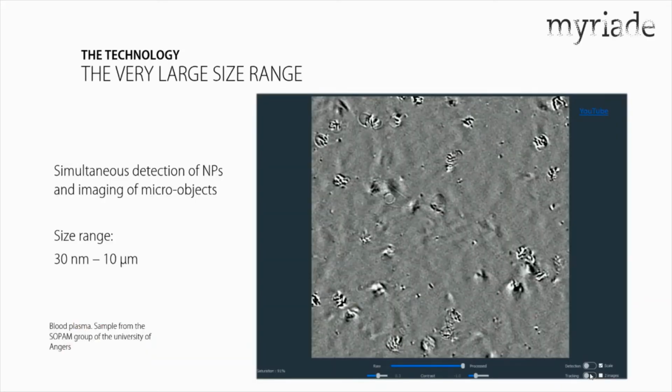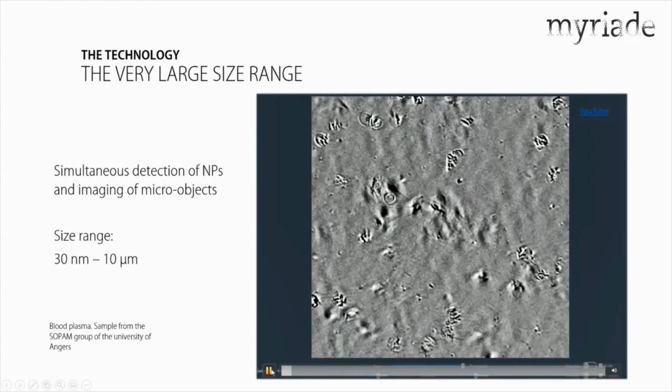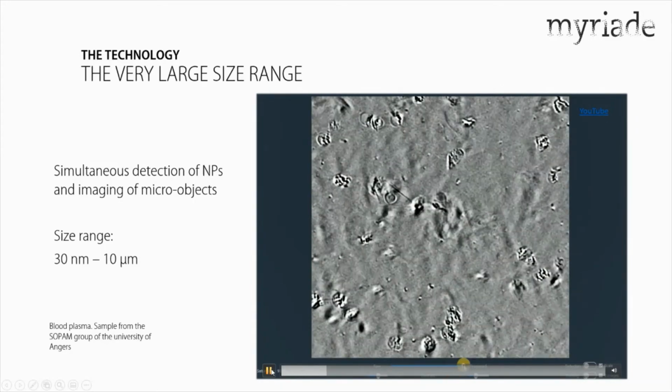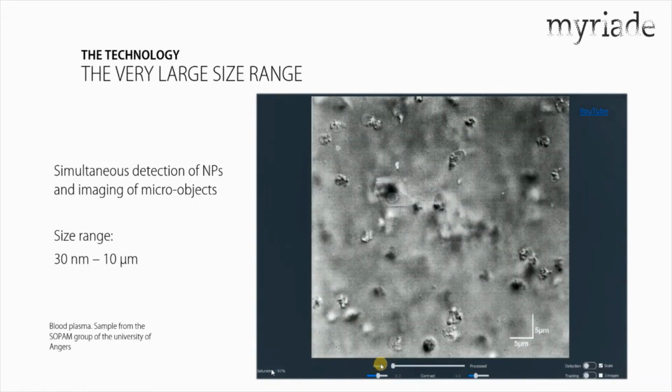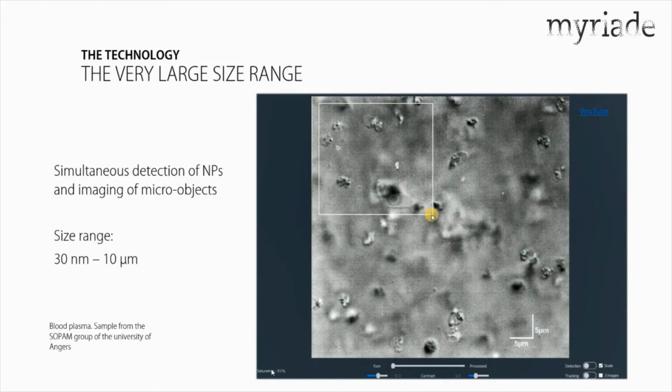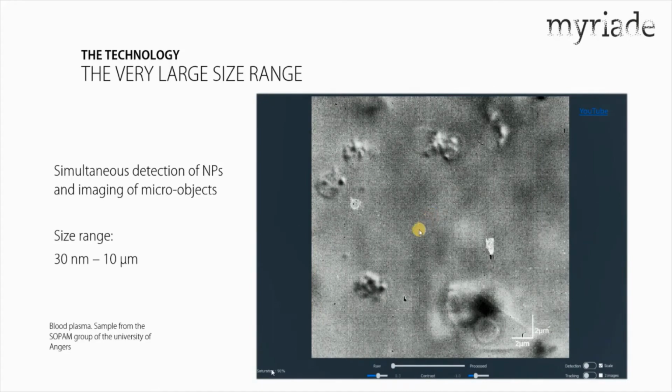This very large size range, as previously seen, allows to simultaneously detect nanoparticles and image micro-objects in the size range we have defined, 30 nanometers to 10 microns. And you will have the possibility to identify aggregates in your solution. The system will offer you the possibility to zoom in and potentially also detect those aggregates as we previously saw.